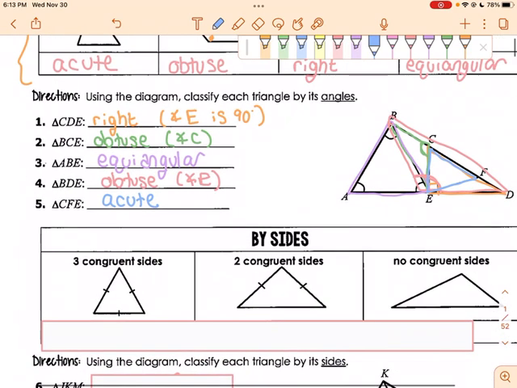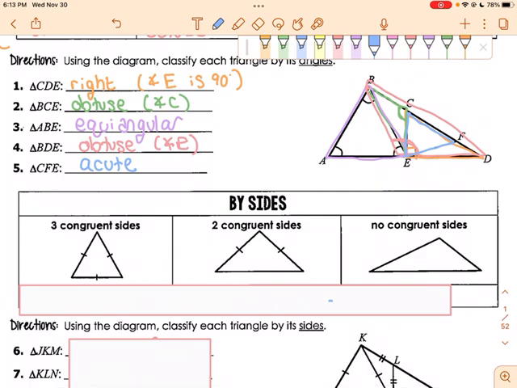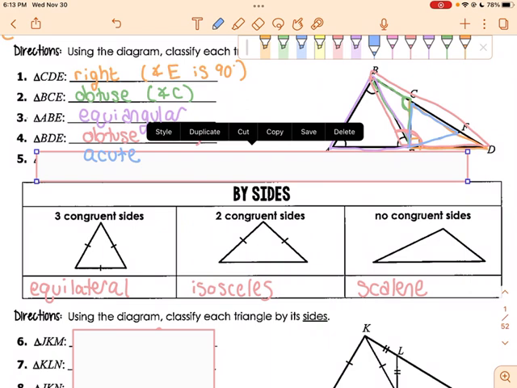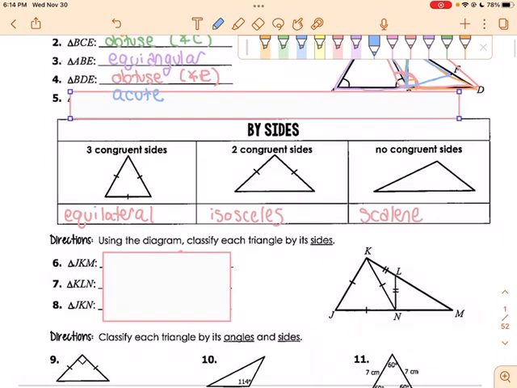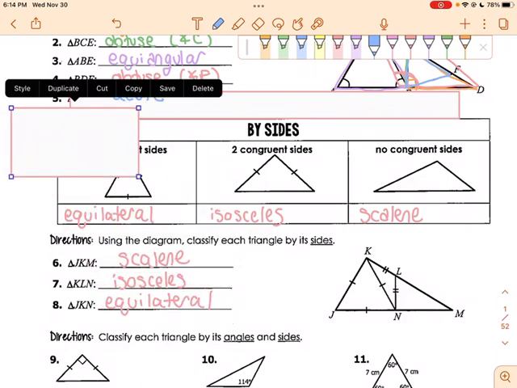As always, if you have any questions, please just send me an email so that way we can work something out. Now we can also classify triangles by sides. So again, try to fill in those boxes and then we'll go over them. Okay, so if we have 3 congruent sides, we call that equilateral. 2 congruent sides is isosceles. And if they're all different, it's called scalene. And again, I would never judge you based on your spelling of these as long as you have the right idea. So again, try 6, 7, 8. We'll go over those.